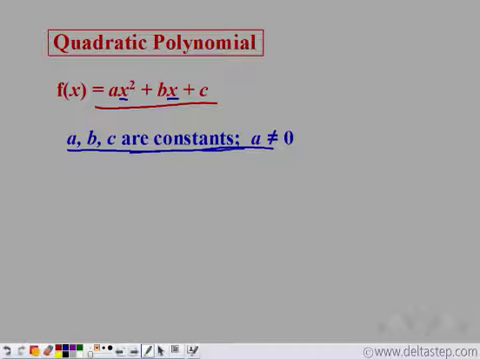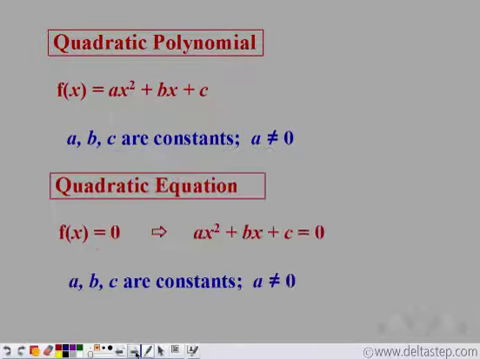Now when you equate this quadratic polynomial to 0, we get a quadratic equation. So this quadratic polynomial equated to 0 gives us a quadratic equation. So this is the general form of a quadratic equation in one variable x.